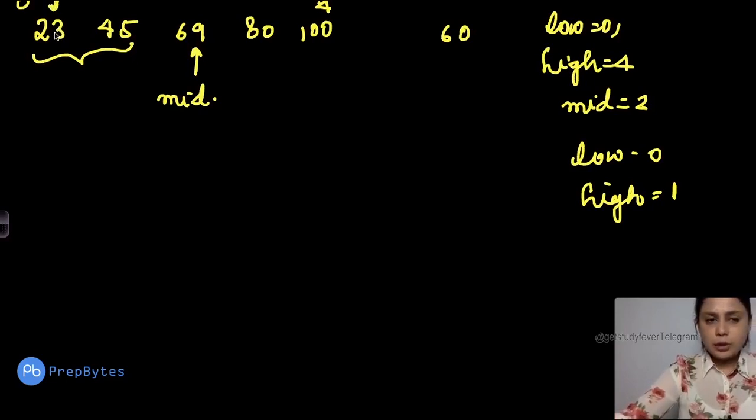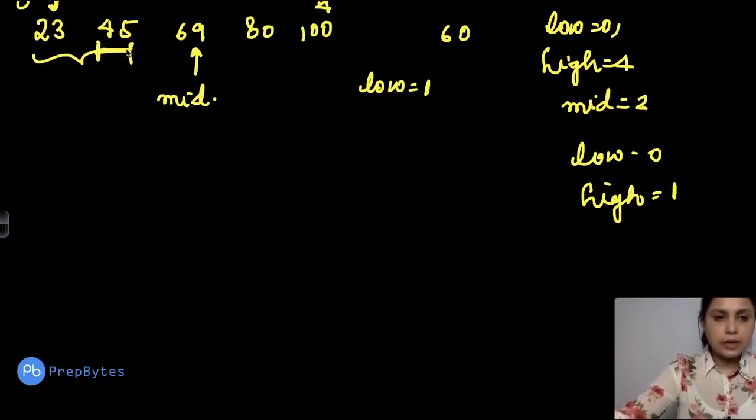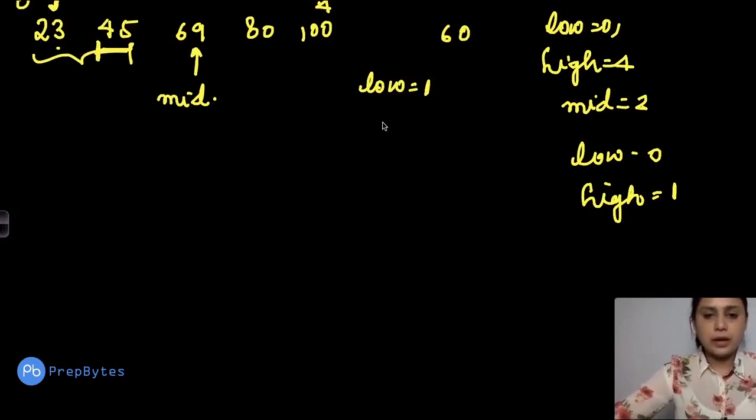Again, 23 is not equal to 60, so I'll continue my search in this particular half. My low becomes 1. When I continue this half, I'll update my low to mid plus 1. What was my mid? My mid was 0, so mid plus 1 becomes 1. My high also becomes 1.